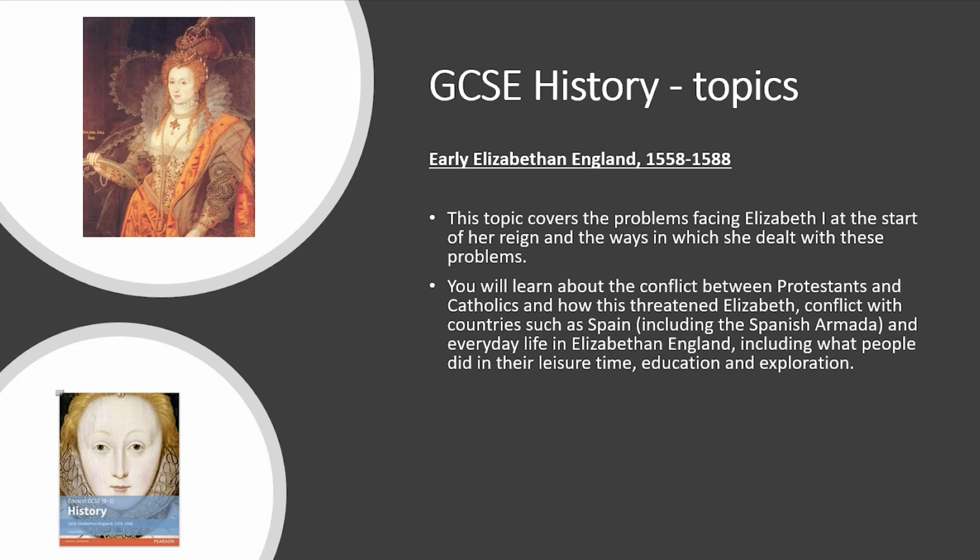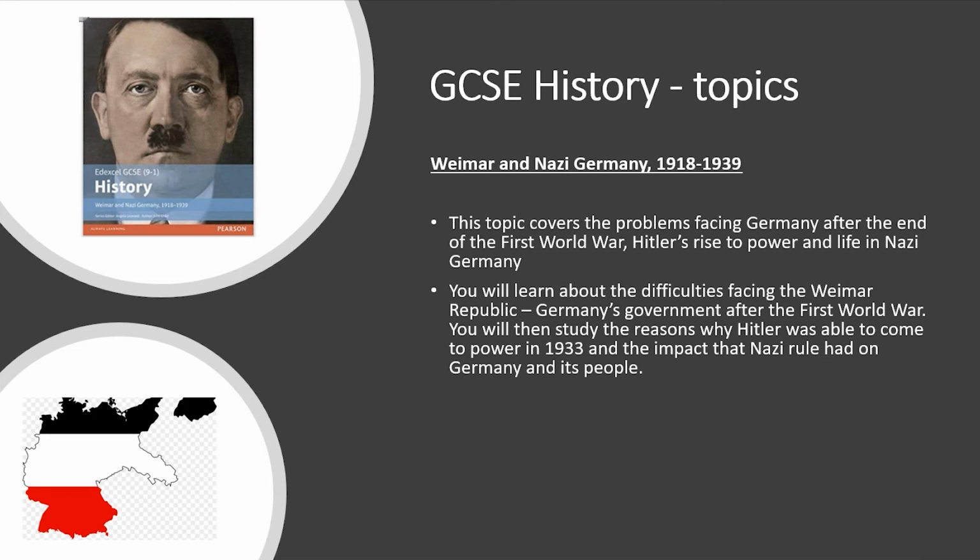And we also look at the age of exploration. So we look at people like Sir Francis Drake and Walter Raleigh and how they sort of pioneered seagoing and trying to develop colonies for England in places like the New World, which we would know as maybe the USA today. Our final topic is Weimar and Nazi Germany.